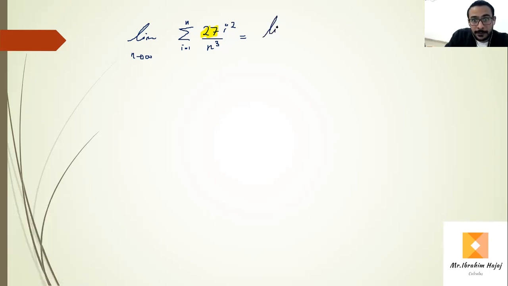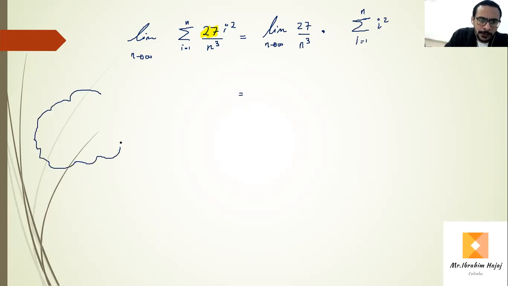The limit of 27 over n cubed, multiplied by, when n approaches infinity, the summation when i is equal to 1 to n of i squared. Why all this? Because we have studied this rule in the first term, in the properties of limits.